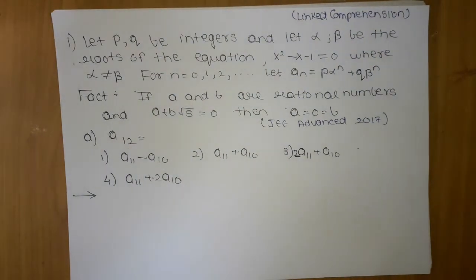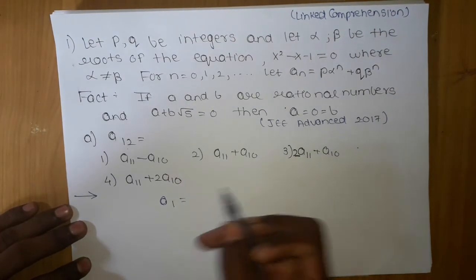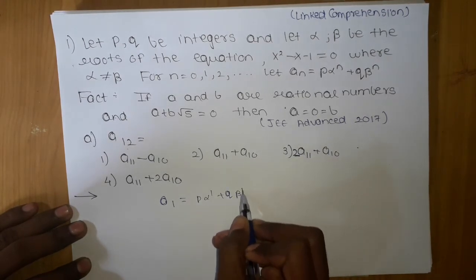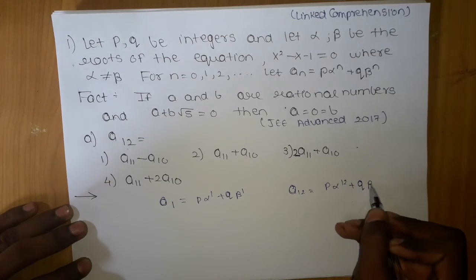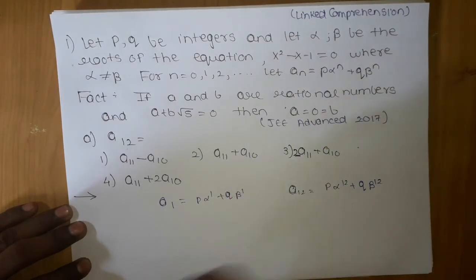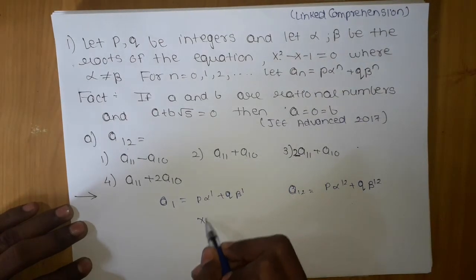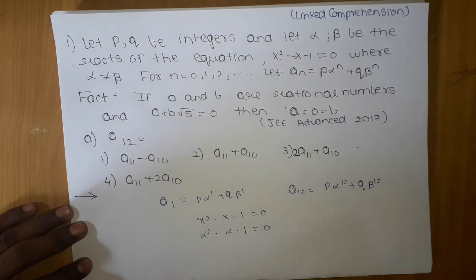The first thing they are asking is what is a12. Now we know that a1 is p alpha to the power 1 plus q beta to the power 1. So a12 will be p alpha to the power 12 plus q beta to the power 12. Now further, when a higher power appears, try to use the equations. So x square minus x minus 1 is given, so alpha is the root, alpha square minus alpha minus 1 should be equal to 0, satisfied.